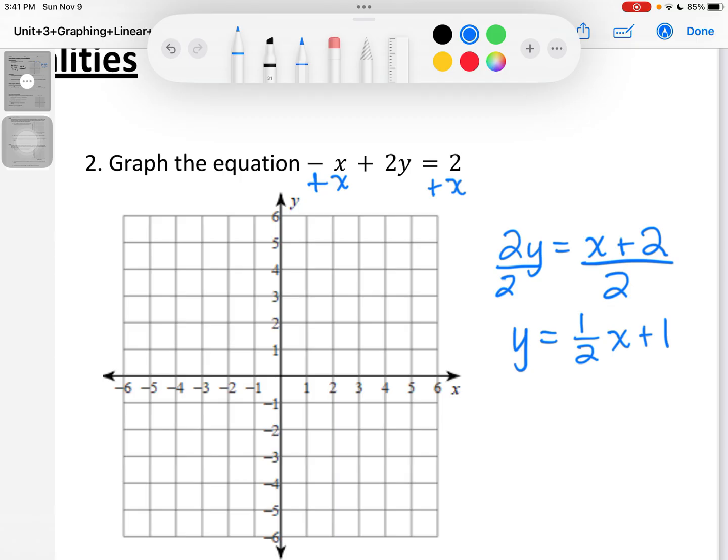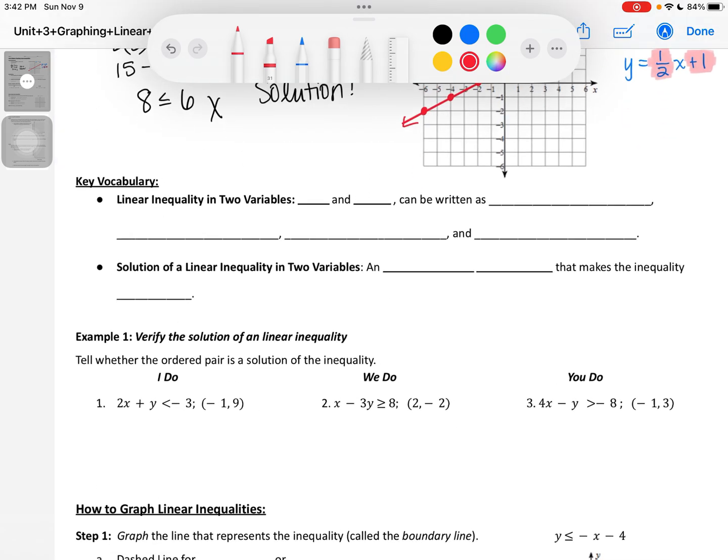To graph this, we need our slope, which is that 1/2, and our y-intercept, which is 1. So we're going to start at the y-intercept, which is 1, and then to graph 1/2, we're going to go up 1, to the right 2. Up 1, to the right 2. When we can't go up and to the right anymore, we go down and to the left. Okay, there's our line. Hopefully you remember how to do these. These are going to be key in helping you through today's assignment.